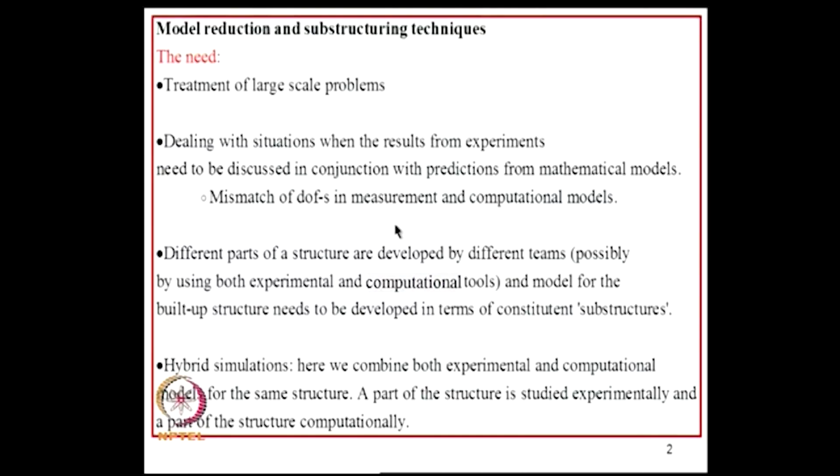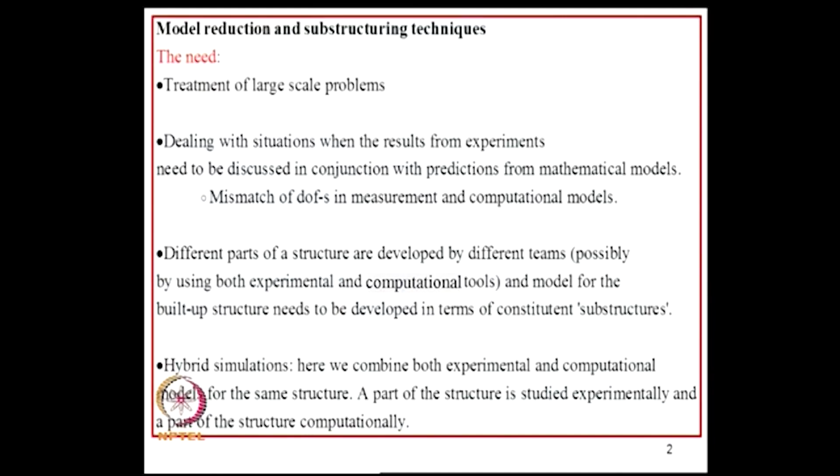Typically in a computational model, the number of degrees of freedom can be very large, and for every degree of freedom in the computational model we may not have a sensor. For instance, it may not be feasible to measure degrees of freedom at interior nodes in a 3-dimensional structure, or measurement of rotations and so on and so forth. So, the number of degrees of freedom that we will be able to measure in an experimental work will typically be much less than the degrees of freedom in a finite element model.